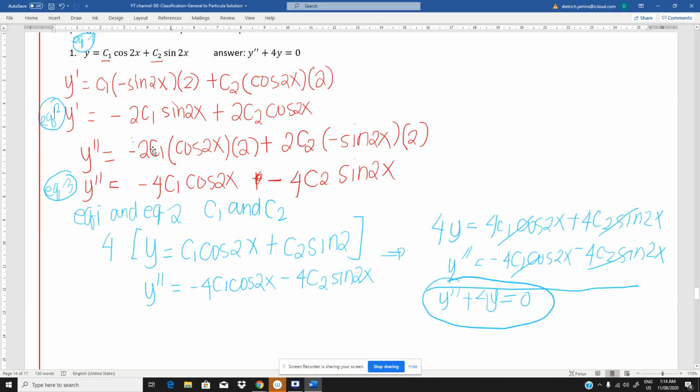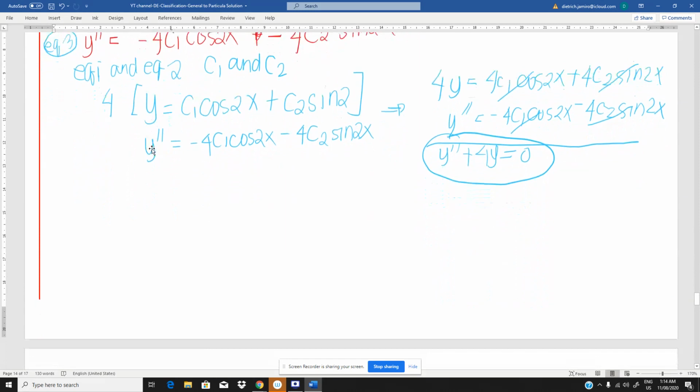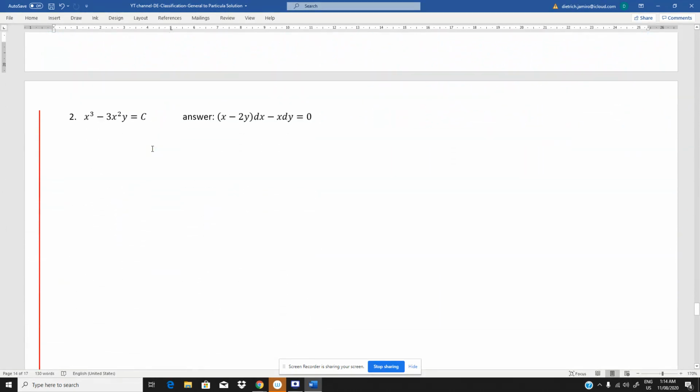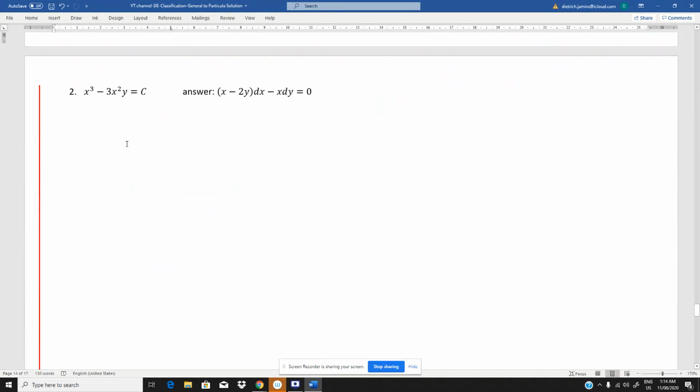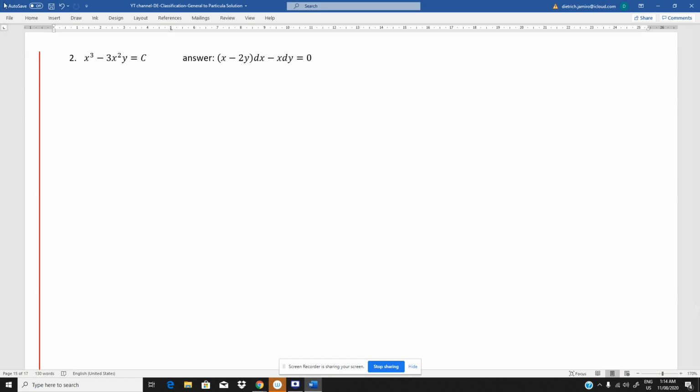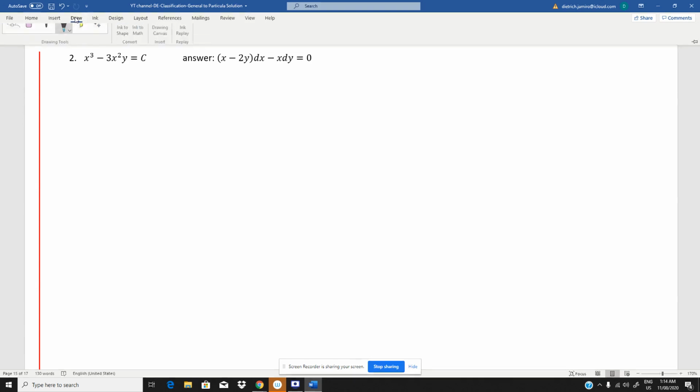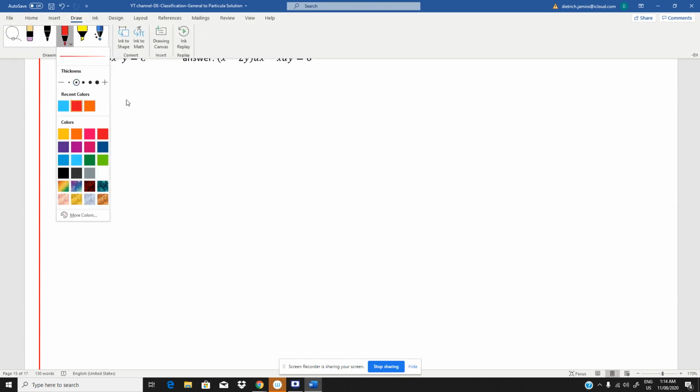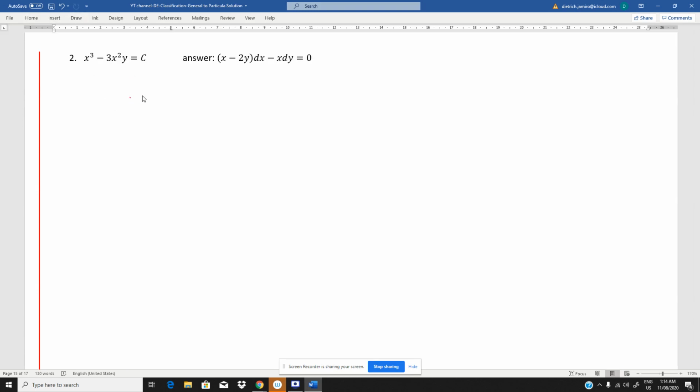Now let's go to our second problem. Our second problem is x cubed minus 3x squared y is equal to c. As you can see in our second problem, we should only take the first derivative to eliminate our arbitrary constant. We only have one arbitrary constant, which is this one. So now let's take the derivative.